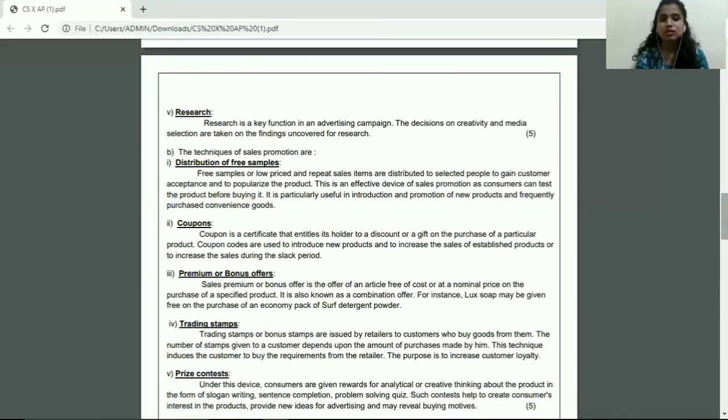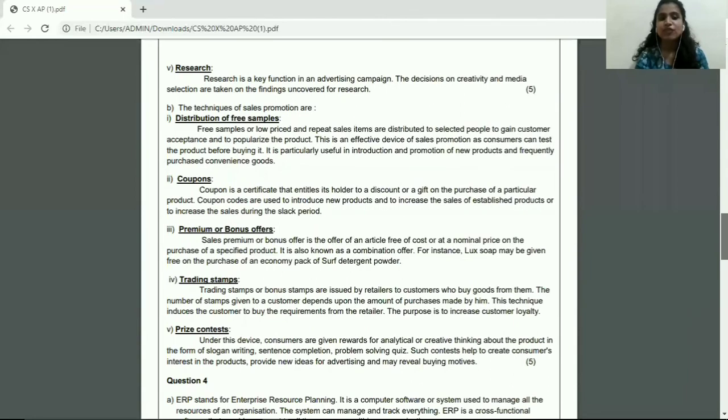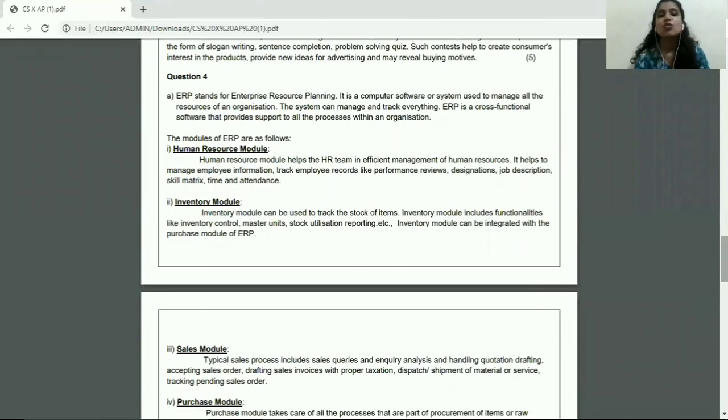Moving on to the next question, that is question 4. Question 4A asks, what is ERP, and explain the modules of ERP. Now students, it is clearly mentioned that you have to explain only 5 modules of ERP.